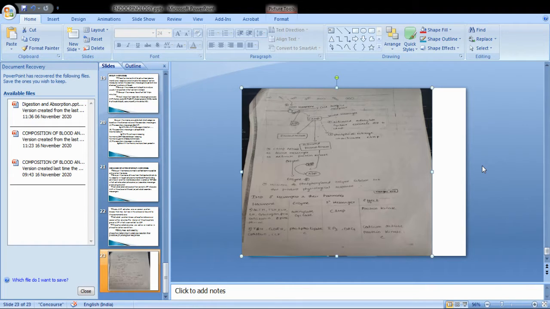The first category has cyclic AMP as the secondary messenger. Examples: glucagon, calcitonin, parathyroid hormone, epinephrine, adrenocorticotropic hormone, thyroid stimulating hormone, luteinizing hormone, and follicle stimulating hormone. The second category has secondary messengers inositol 3-phosphate, calcium, and diacylglycerol.